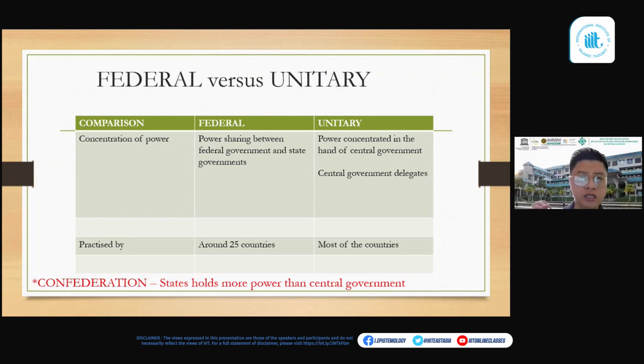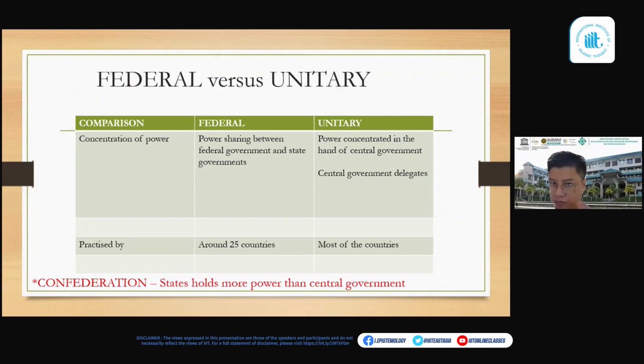Right? Unitary is where the power is concentrated in the hand of the central government. And the central government will delegate the power to the lower tier of government, like the provincial government. Meaning, we go back to federal first. Federal government power is derived from the constitution. State government is derived from the constitution. Meaning, their higher superior is the constitution. But for a unitary system, at the lower tier, for example the provincial level, who gives you the power? It's not the constitution. It is the central government. So most of the power is concentrated in the hand of the central government.